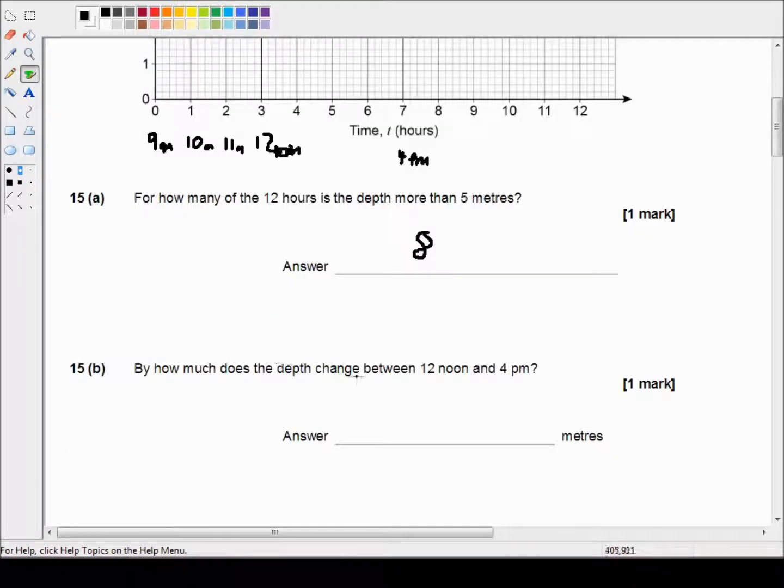So by how much does the depth change between 12 noon and 4 PM? That's 3 metres. Or we could say negative 3 metres because it's gone down by 3 metres. But it's just saying how much has it changed by. It doesn't say whether it's gone up or down. So it's changed by 3 metres.